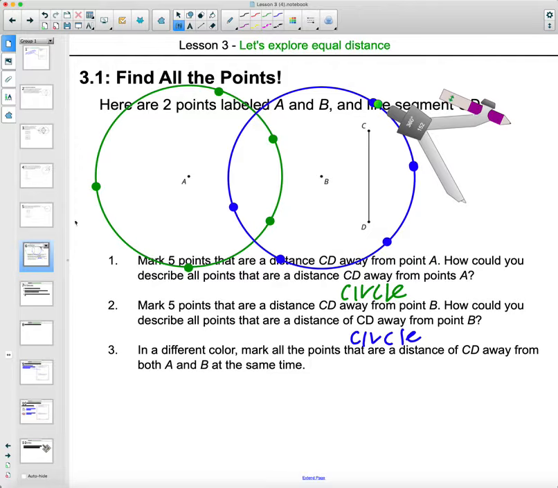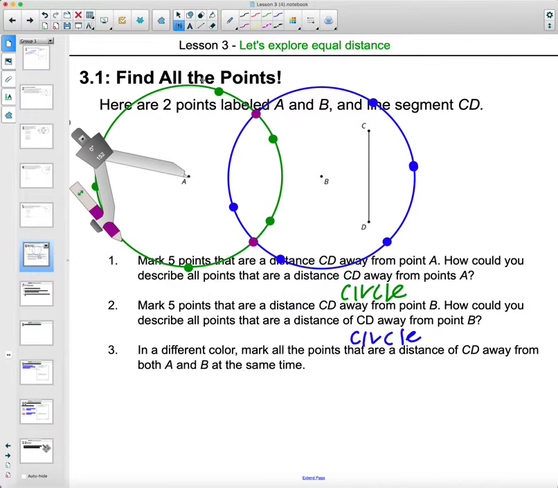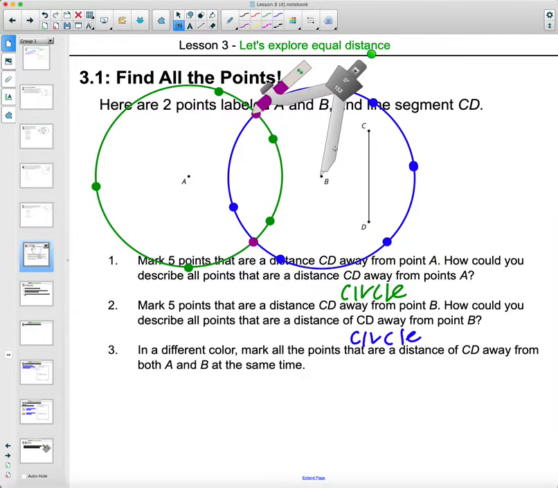So these are all the points CD away from A. Which of these points are also CD distance away from B, meaning on the blue circle? Well, that's going to be here and here. So if I set my compass down, I can see that this point right here is CD distance away from A and CD distance away from B. So that's called the intersection. That intersection is the only 2 points that are CD distance away from both.